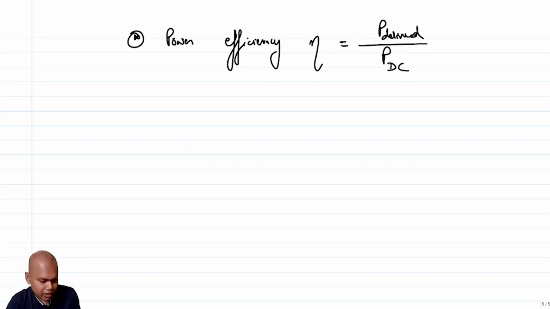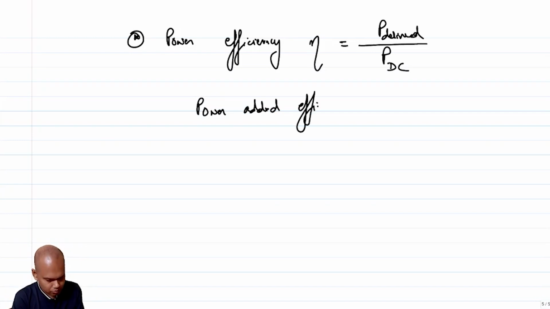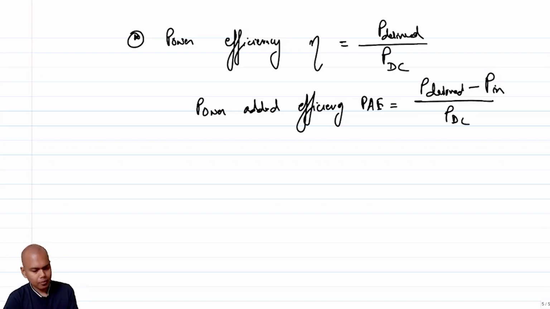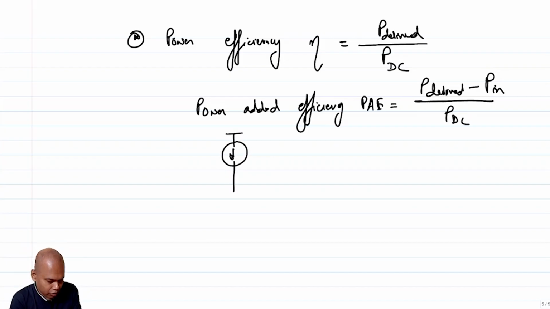Now there are multiple ways of defining efficiency in a PA. This is the brute force classic definition of efficiency. There are other metrics of efficiency, and I will talk about one of them. It is called power added efficiency, or PAE, which is P delivered minus power in, divided by PDC. So what is power in this case? Till now we have not really talked about power in.